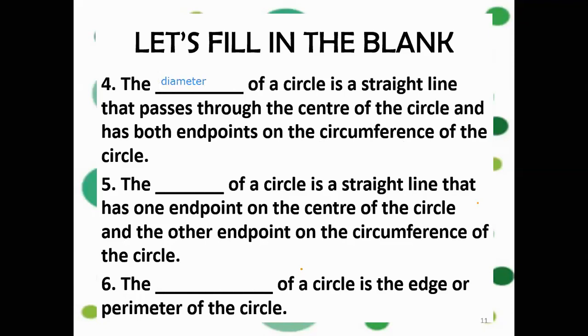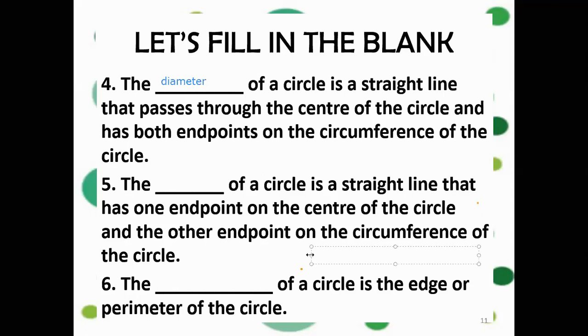The diameter of a circle is a straight line that passes through the center of the circle and has both endpoints on the circumference of the circle. So let's move right along to question number 5.